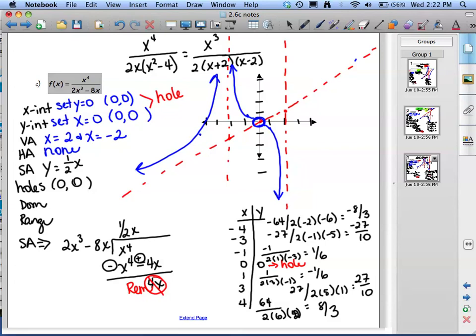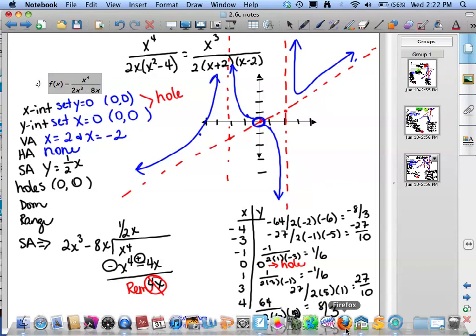Okay, and it does look something like this. What's the domain and range? Domain is cannot be -2, 2, or 0, and range is everything but 0. Oh. Because of that hole. Your homework is 2, 6.